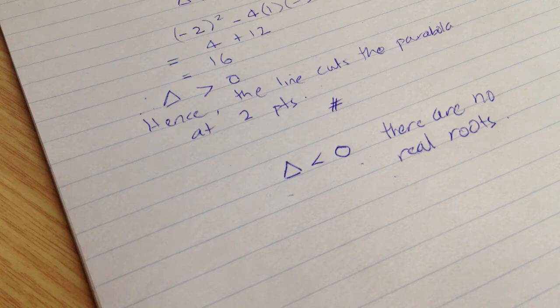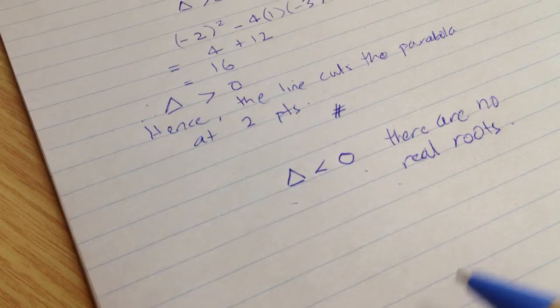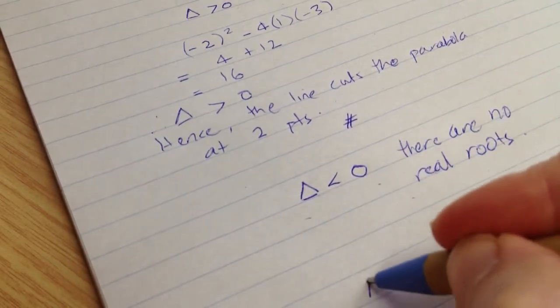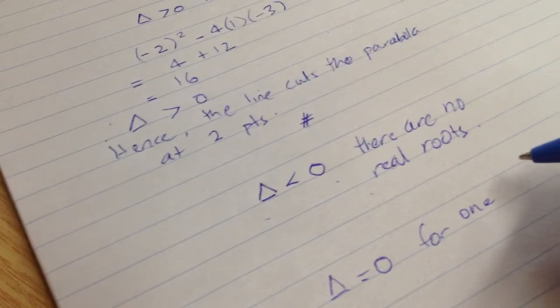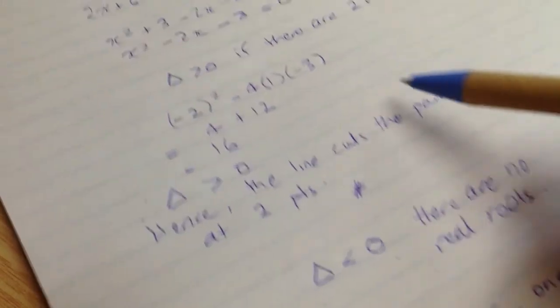So if it's a tangent to the parabola, you know that that line is going to hit that parabola only at 1 point. And if it hits the parabola at 1 point, that means that when you get to the discriminant, for one real root, you know the discriminant is equal to 0. Okay? For one real root. Okay, so you're going to do the same thing as we did up here.